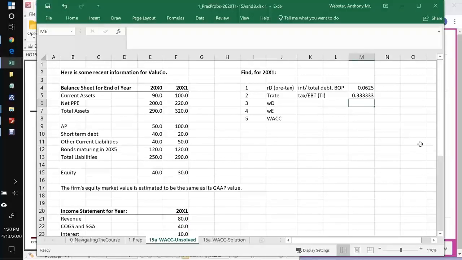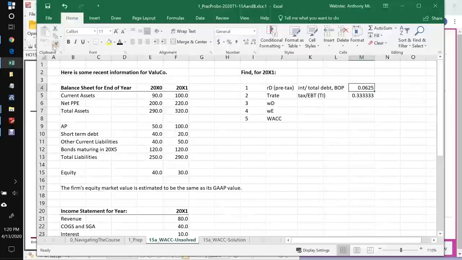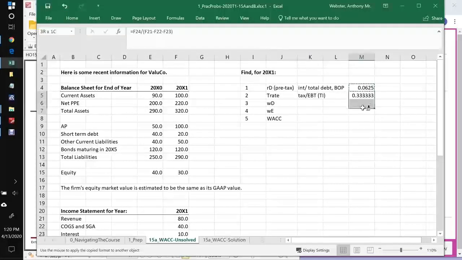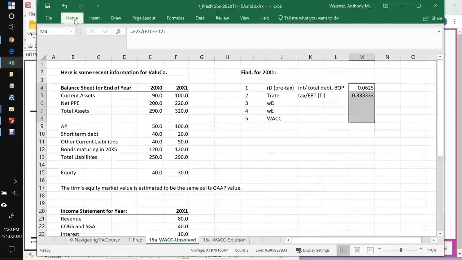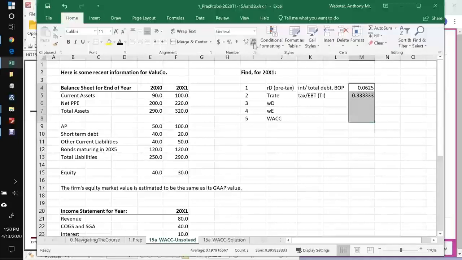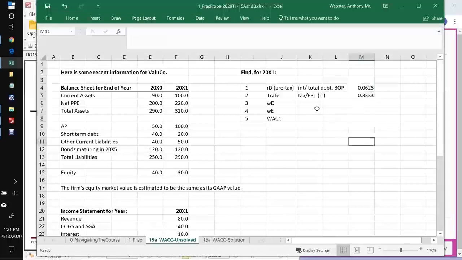And I get 33.33%. And we could say here, let's do that, just to make everything look consistent and be similar to what you'd want to do for the homework. I see. Okay, so that's not so nice of Excel. Okay, and that's a little better. Okay, all right, so that's our tax rate.